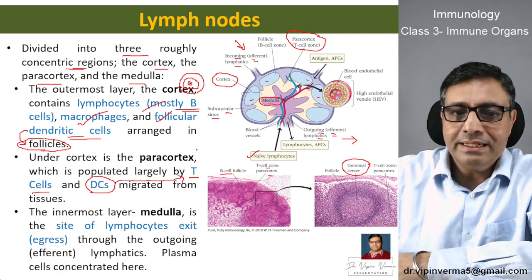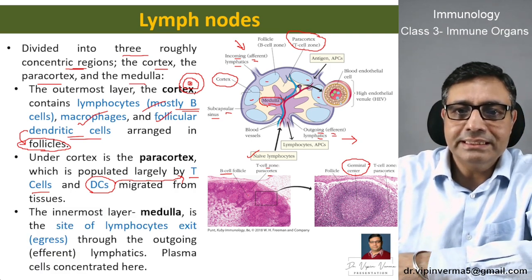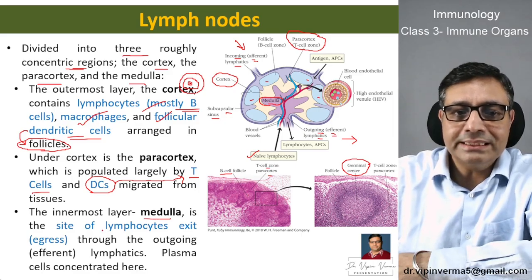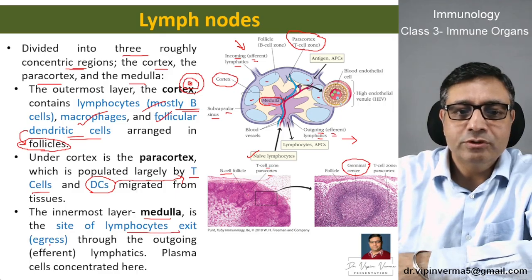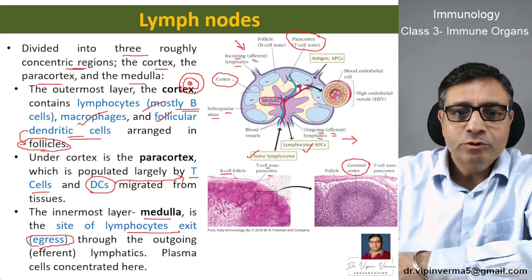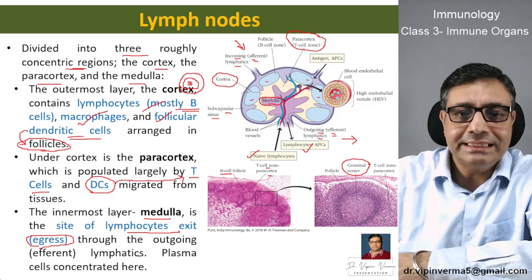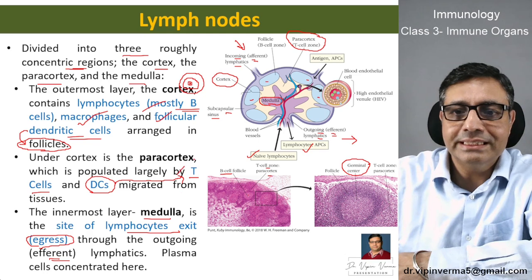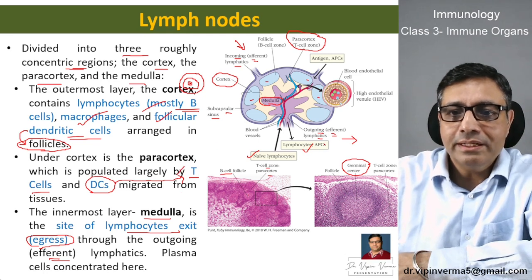The innermost layer is the medulla. We just saw that this is the medulla, and this is the innermost layer of the lymph node. It is the site of lymphocyte exit, so we call it egression. Here you can see the arrow is coming out, and when it is coming out, that means the lymphocytes and APCs are coming out. The site of lymphocyte exit through the outgoing lymphatics is known as the efferent. You have just seen this is the efferent, the outgoing efferent lymphatic.